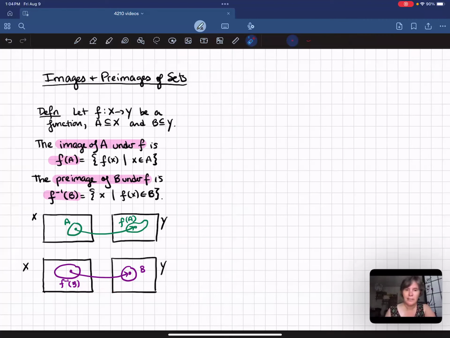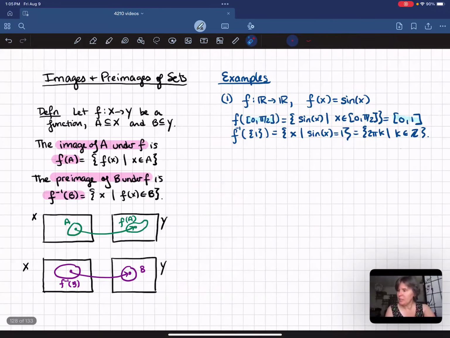All right, let's do some examples to help make this more concrete. So let's start with an example of f of x being sine of x. If f of x is sine of x, and I want to know what is the forward image of 0 to pi over 2.